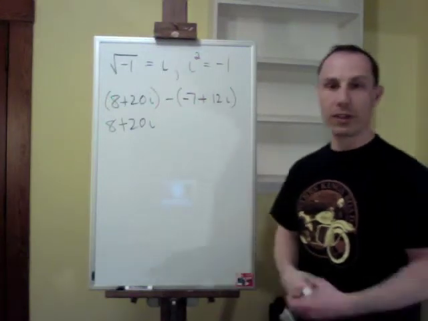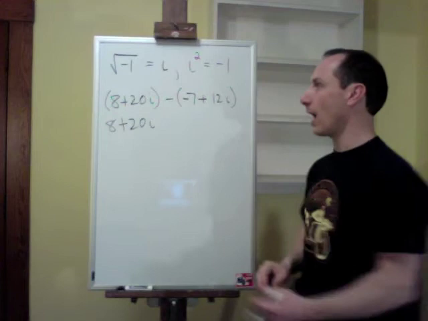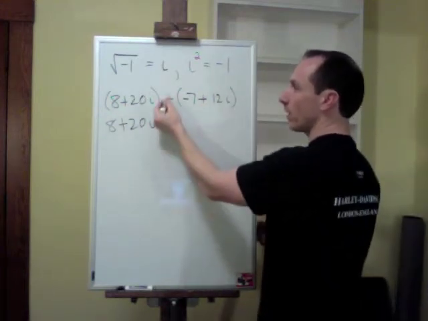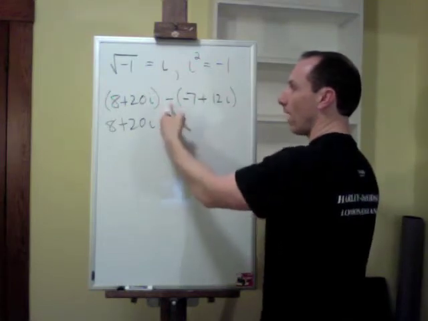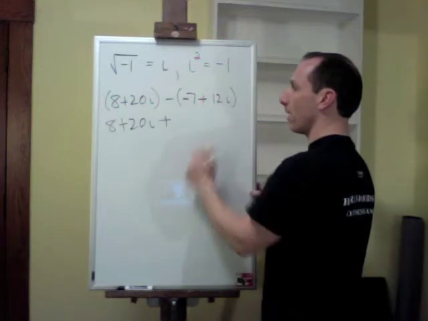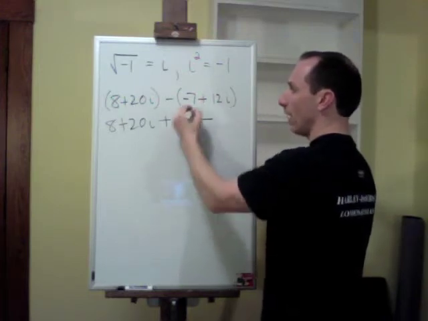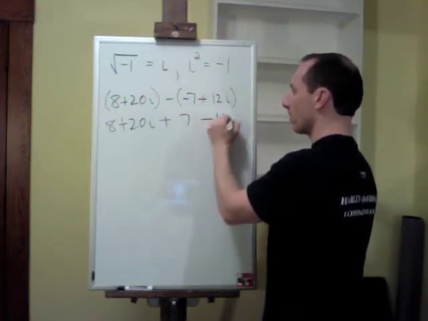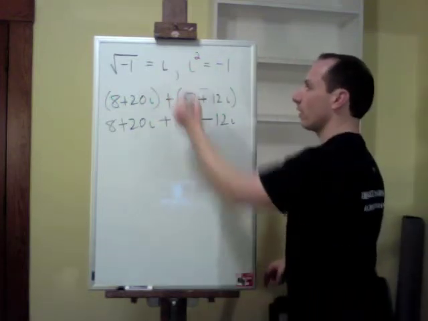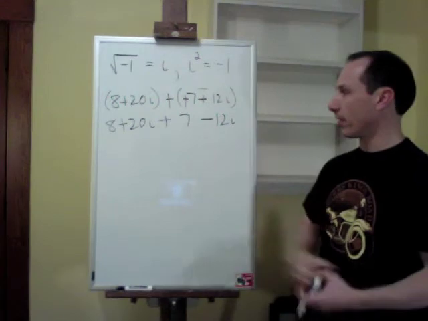I've also used the lingo or the jingle in class: draw the line, change the signs. So as I change that to addition, what happens is a negative times a negative becomes a positive. A negative times a positive is a negative. And the numbers stay the same. Or, like I said in class, draw the line, change the signs, and we got a +7 and a -12.